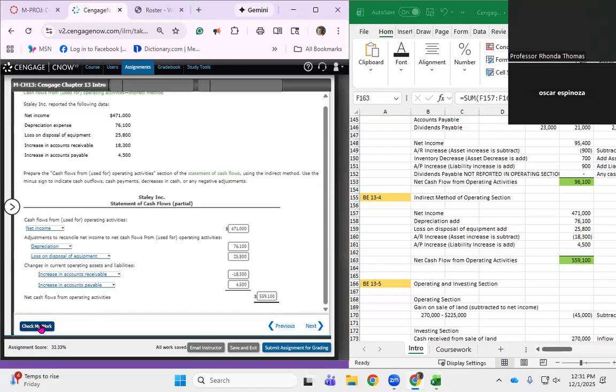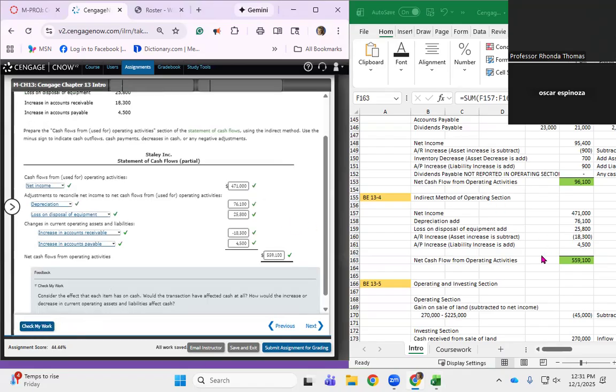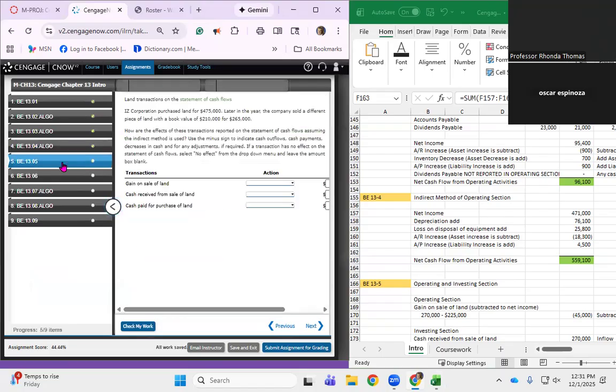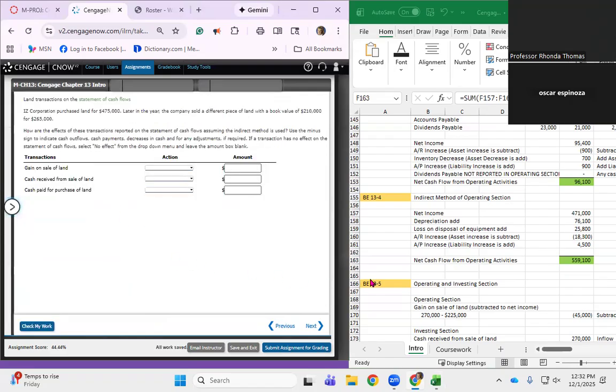559,100. So there is using the recipe a little more. All right, let's keep going. Okay, this one, we have the same numbers, and 6, we have the same numbers. So if you want to follow along.